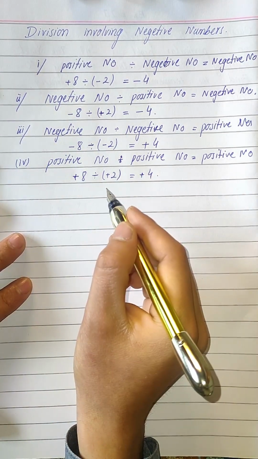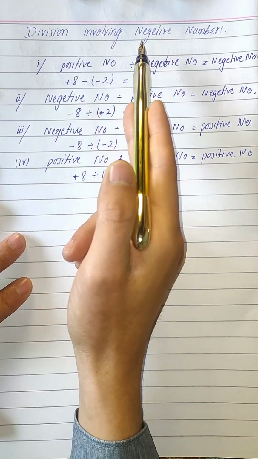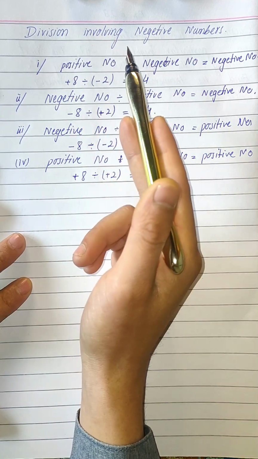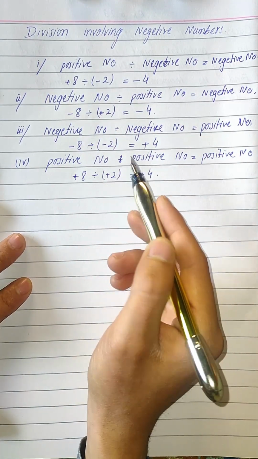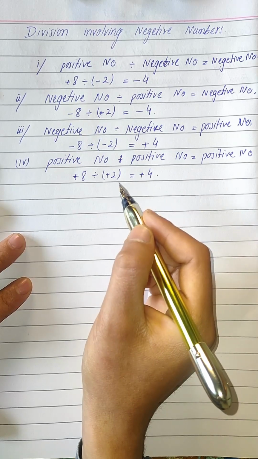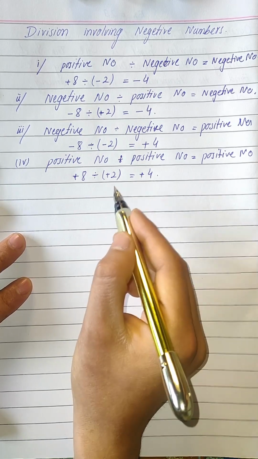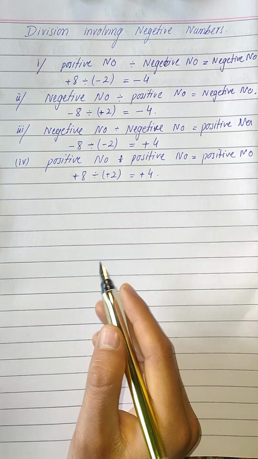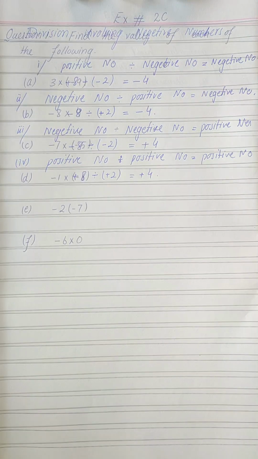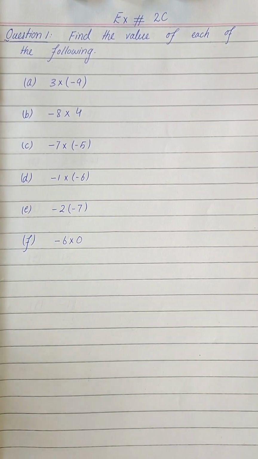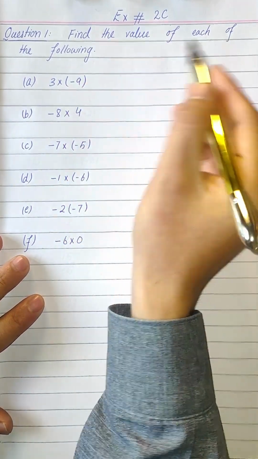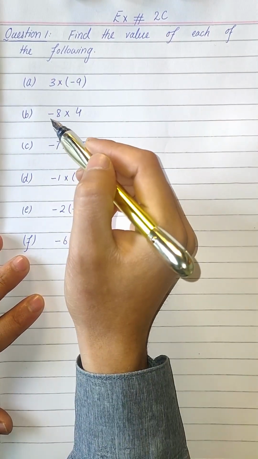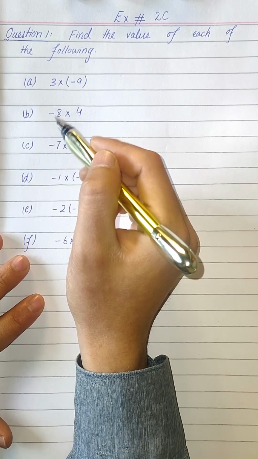And if you don't know how to multiply negative numbers, or a positive number with a negative number, you can watch from exercise 2B question number 1, in which I have explained that topic. So now we are going to move on to exercise 2C. Exercise 2C question number 1. Find the value of each of the following. And here we have multiplication involving negative numbers.